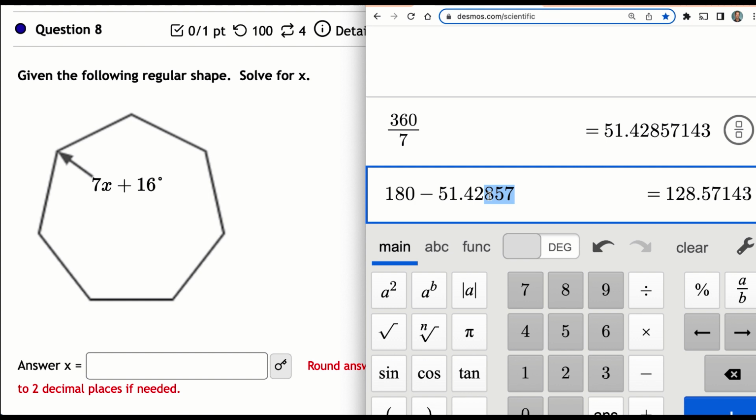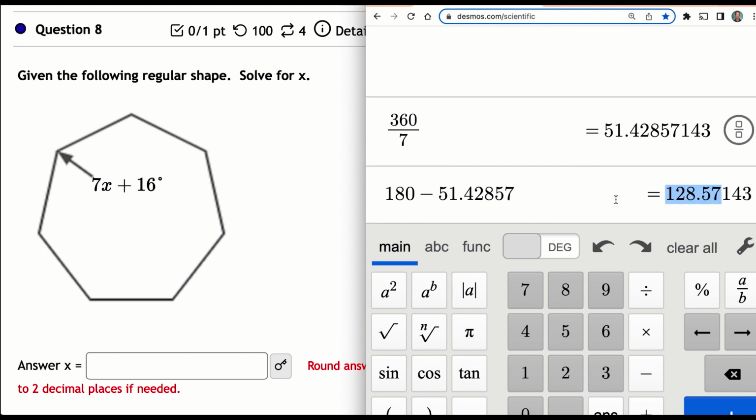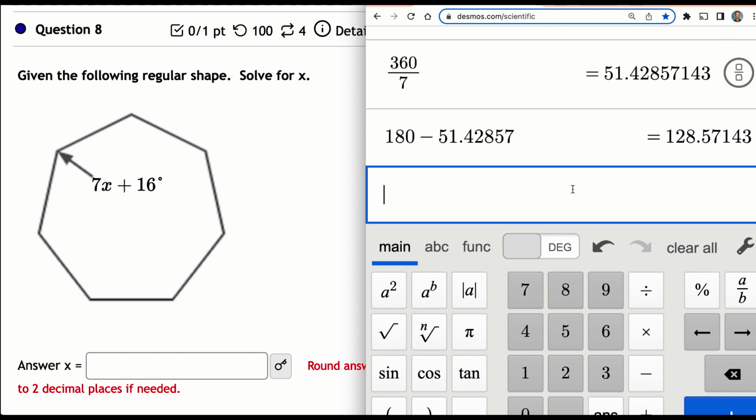I'll chop those off right here. You know what? I'm going to leave it like this actually. So it's 128.57. All right, so I've got this right here. Now that angle, I'm going to copy that, and then we'll go to the next line down here. Your 7x plus 16 is going to equal that one interior angle, whatever yours worked out to be as well.